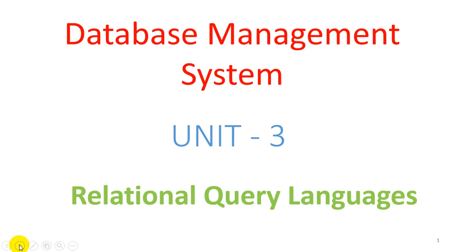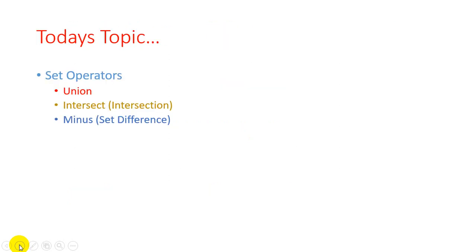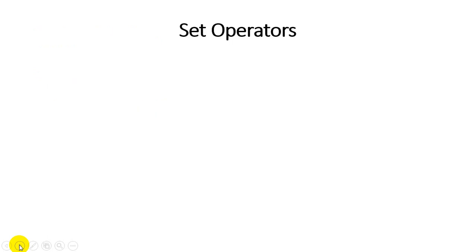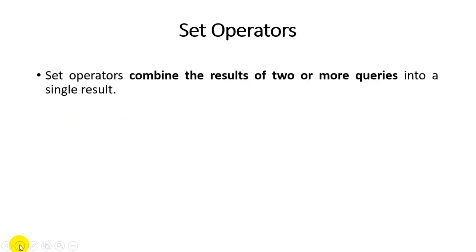Today we will discuss the remaining relational algebra operations of Unit 3, the relational query language. We will discuss the set operators. There are three different types of set operator: union, intersection, and minus, or set difference. It is the last relational algebra operation which we are studying in this video lecture. With the help of examples, we will study the different set operators. A set operator combines the results of two or more queries into a single result.